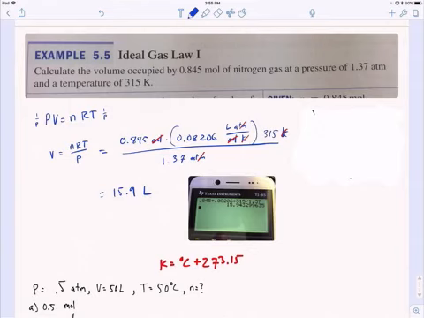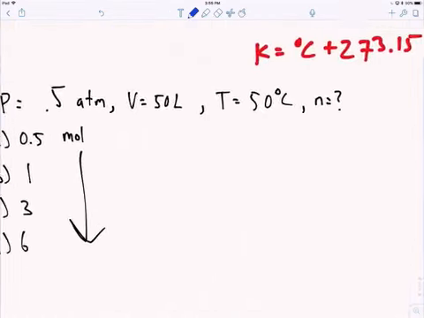So recap for this one. What's the volume occupied by that number of moles of ideal gas at that pressure and that temperature? We take the ideal gas law equation, solve for volume, input the numbers, and then we get the 16 liters from that. Questions here on how to do this?